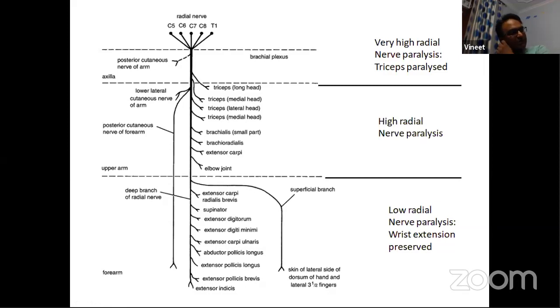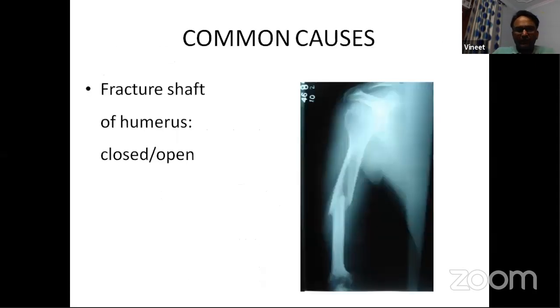But as per Campbell's Orthopaedics and my understanding, the low radial nerve paralysis will be where wrist extension is still possible. That means at least one of the wrist extensors is still functional. So in this case, wrist extension would be there, but there will be no extension at the metacarpophalangeal joints and extension of the thumb. Typically, these patients will have a radial deviation while they are extending the wrist.